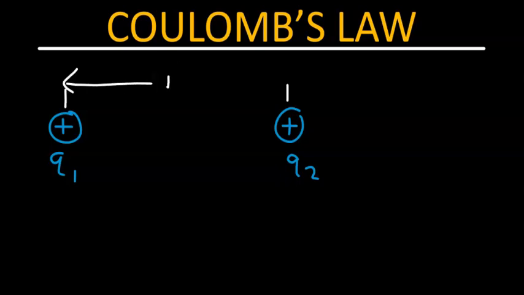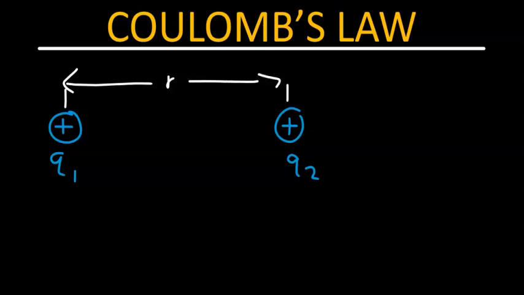In this video, we shall look at a couple of review problems associated with Coulomb's law. First, a brief introduction on Coulomb's law. Let's assume we have two charges. Let's call this charge Q1, a positive charge, and another charge Q2, also a positive charge. The separation distance between them is, say, r.